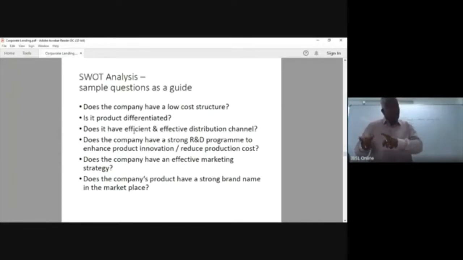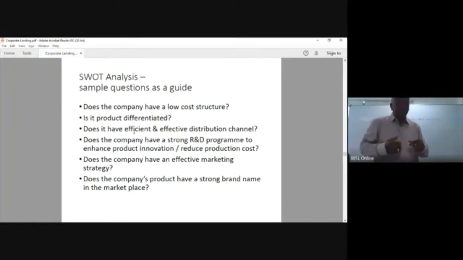If the answer is no, does the company have a low cost structure? If the answer is no, then it is a weakness of the company. So what we have to do, how can we avoid these weaknesses? How can we improve from this weakness? That is, to improve the cost structure of the company.